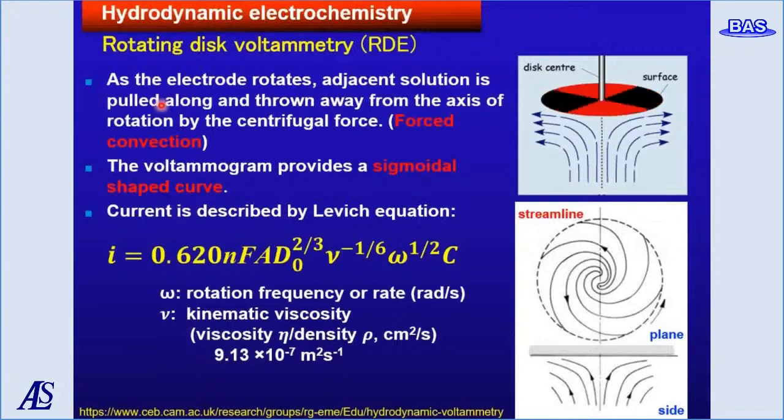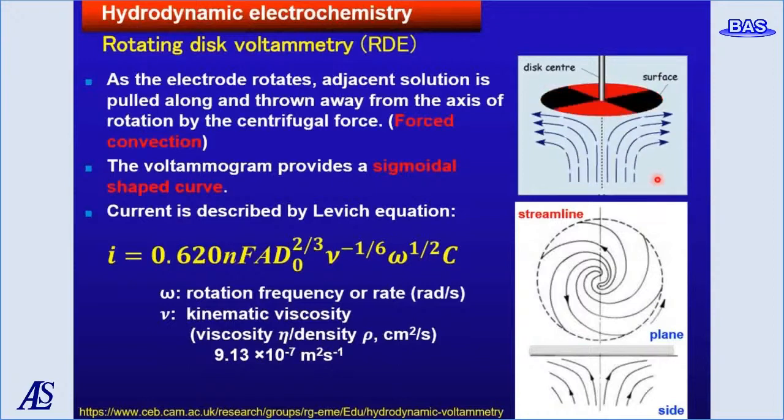As the electrode rotates, the adjacent solution is pulled along by viscous drag and is thrown away from the axis of rotation by centrifugal force, as shown here. The expelled solution is replaced by flow normal to the electrode surface. The rotating disk thus acts as a pump which moves solution up from below and then out away from the electrode. As a result, the thickness of the diffusion layer stays constant.